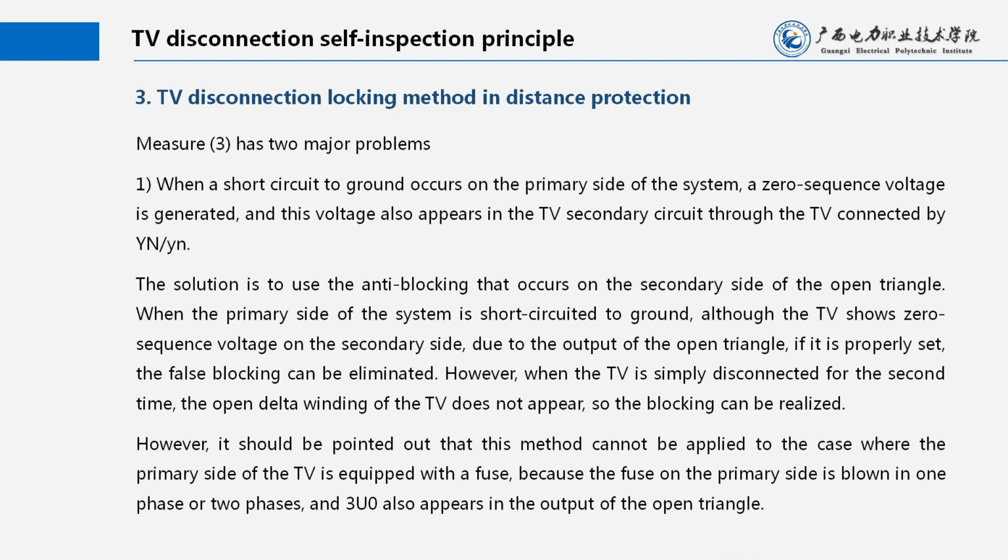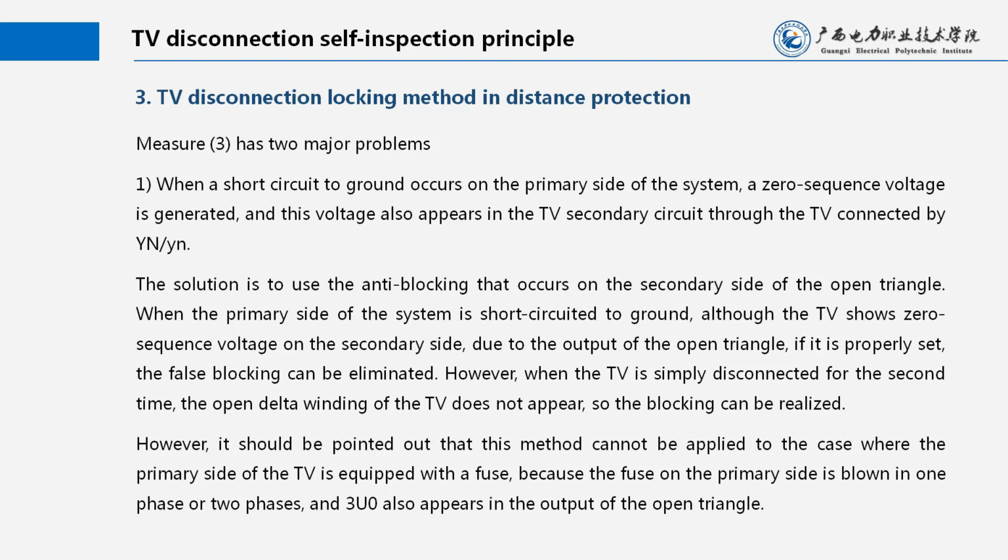Measure 3 has two major problems. 1. When a short circuit to ground occurs on the primary side of the system, a zero sequence voltage is generated, and this voltage also appears in the TV secondary circuit through the TV connected by YN/YN. The solution is to use anti-blocking from the secondary side of the open triangle. When the primary side of the system is short-circuited to ground, although the TV shows zero sequence voltage on the secondary side, due to the output of the open triangle, if it is properly set, the false blocking can be eliminated. However, when the TV secondary circuit is simply disconnected, the open delta winding of the TV does not show it, so the blocking can be realized.